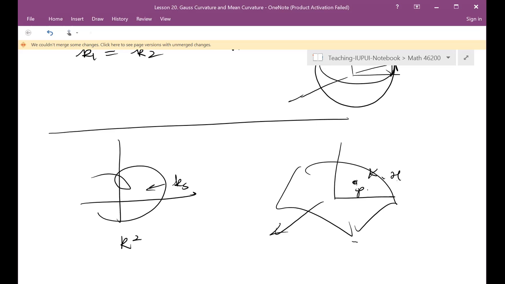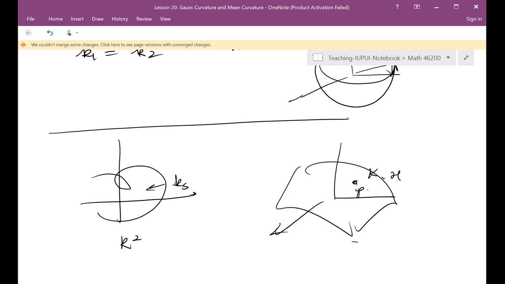But how about if I put a curve in five-dimensional space, seven-dimensional space? In five-dimensional space, you need four curvatures. In seven-dimensional space, you need six curvatures to describe the curve.